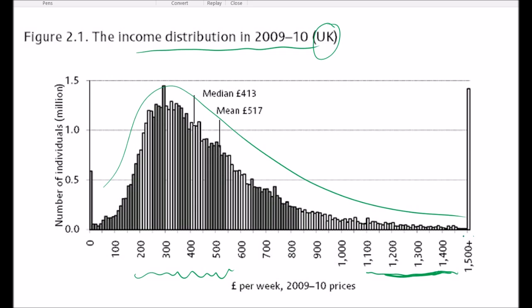This right here you can see is 1500 plus, so pay no attention to this. It's not meaningful. So this sort of distribution of wealth is very, very similar to the distribution of energies within a population of molecules.